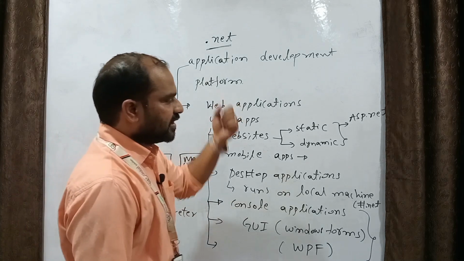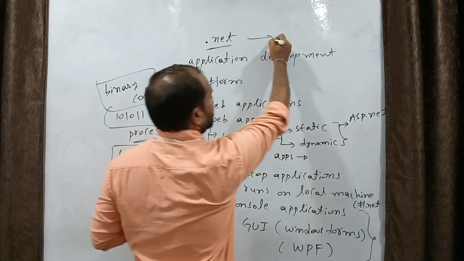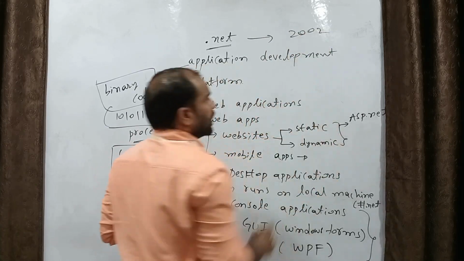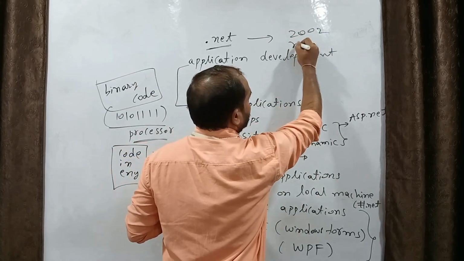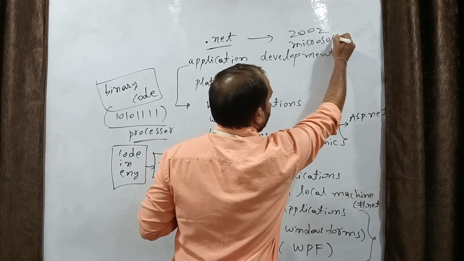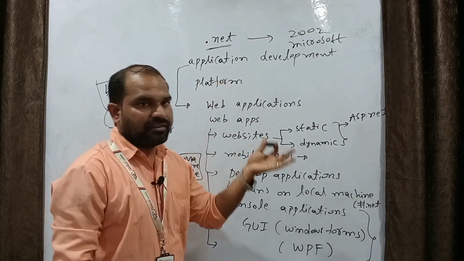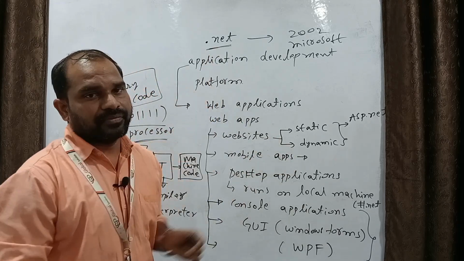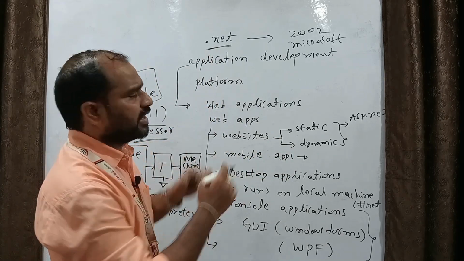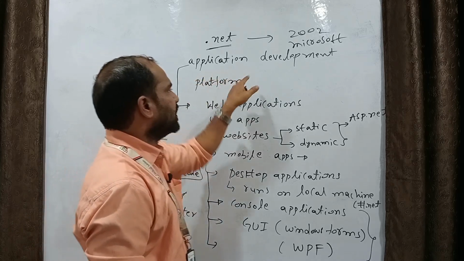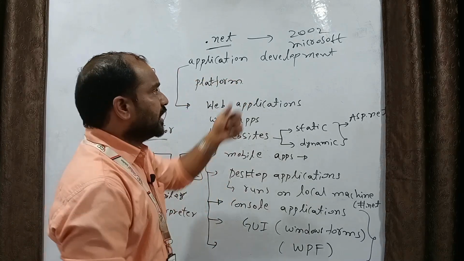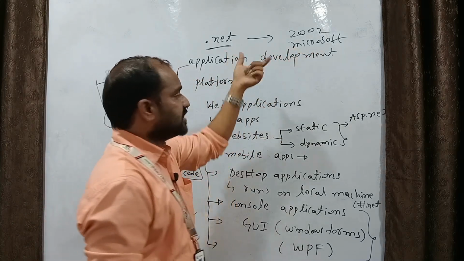So when was .NET released? The year of release is 2002. And which organization released it? Microsoft. Microsoft is the company that invented this .NET framework. We generally call it the .NET framework, but it is an application development platform. In the year 2002, this .NET was released.